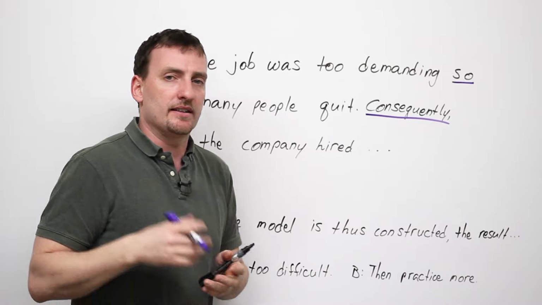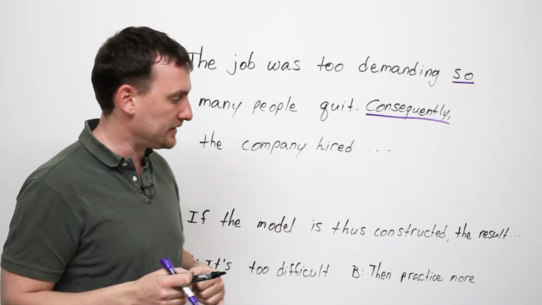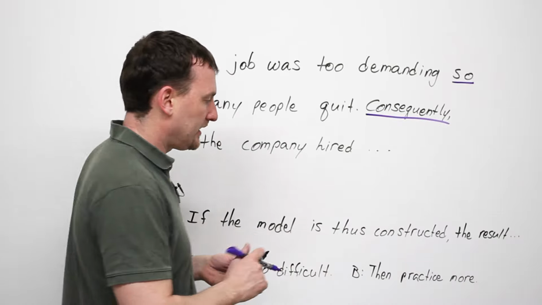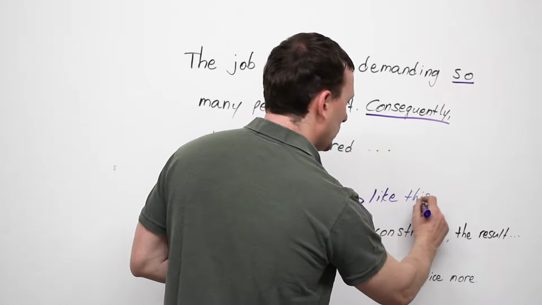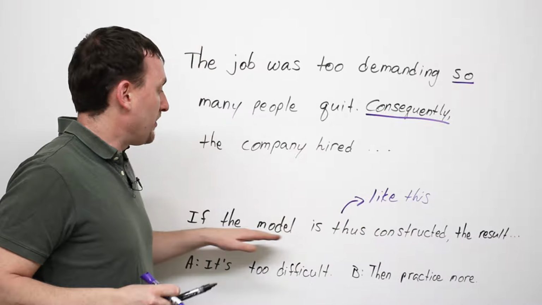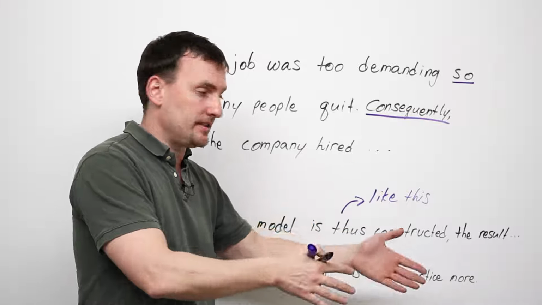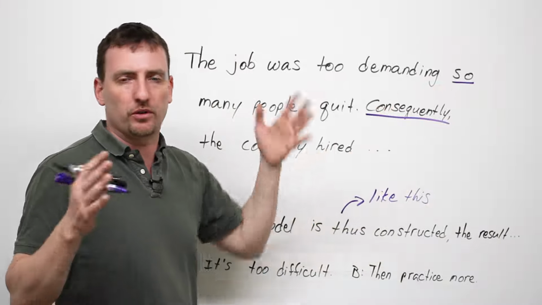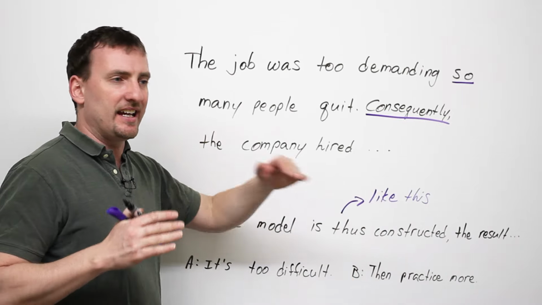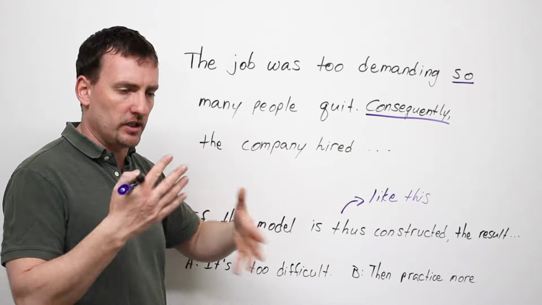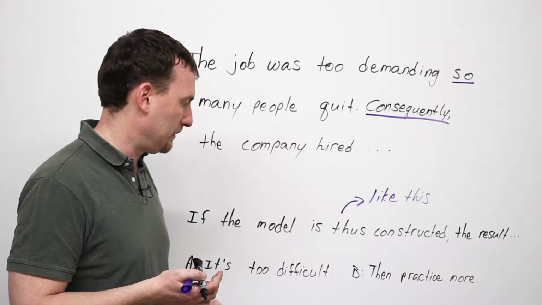Now, one other thing, and some of you may be reading, and you may actually come across this, for example, in TOEFL or IELTS, thus. Thus can sometimes mean like this or like that, okay? If the model is thus constructed, so if the model is constructed this way or like this, the result will vary and we won't know what the real answer is. So be careful. Thus has a completely different meaning. Again, a little bit old-fashioned. People don't really use it very much anymore, but you may see it. Make sure you understand what it means.